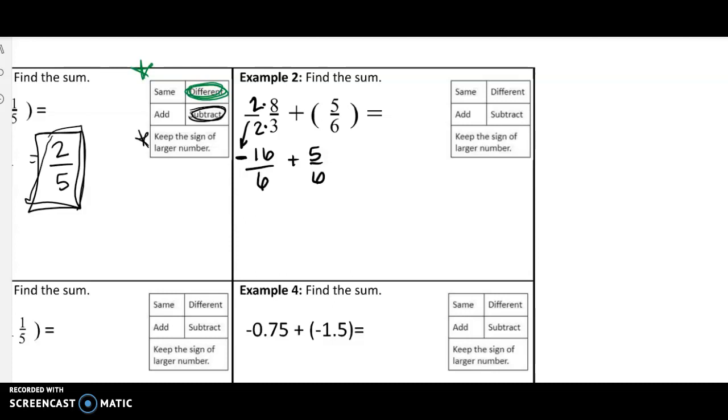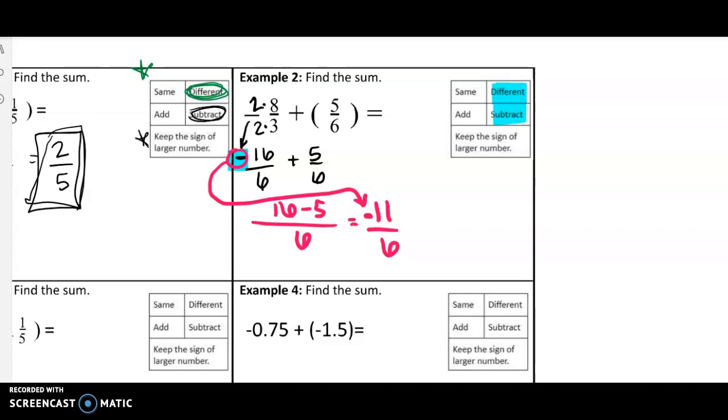All right, so now that we have the same denominators, I'm going to ask myself, are the signs the same or different? They are different, so I am going to subtract, and I'm going to keep the sign of my larger number. So let's subtract them. So I have 16 minus 5, and then I'm going to keep it all over the denominator of 6. So 16 minus 5 is 11. I'm going to keep that over 6, and my larger number was negative. So my answer is negative.